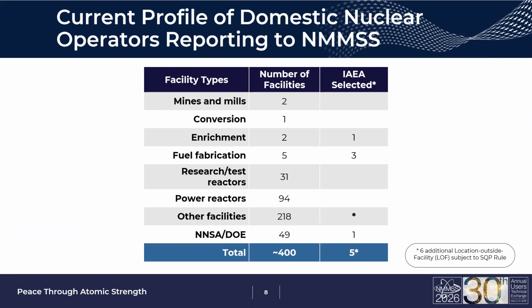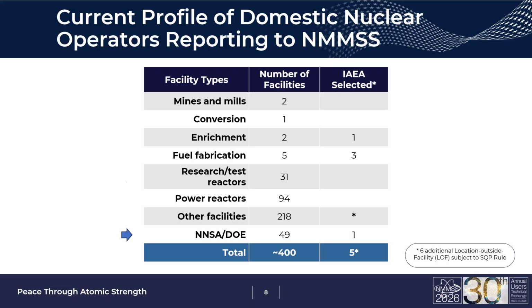To give you a feel of how many U.S. facilities report to NMMS and the various fuel cycle stages that interact with NMMS, displayed here is the current profile of the domestic nuclear operators that report to NMMS. There are approximately 400 U.S. facilities reporting to NMMS, including 2 mines mills, 1 conversion facility, 2 enrichment sites, 5 fabrication facilities, 31 research reactors, 94 operating power reactors, 218 other facilities serving in various roles, and 49 DOE and NNSA sites.